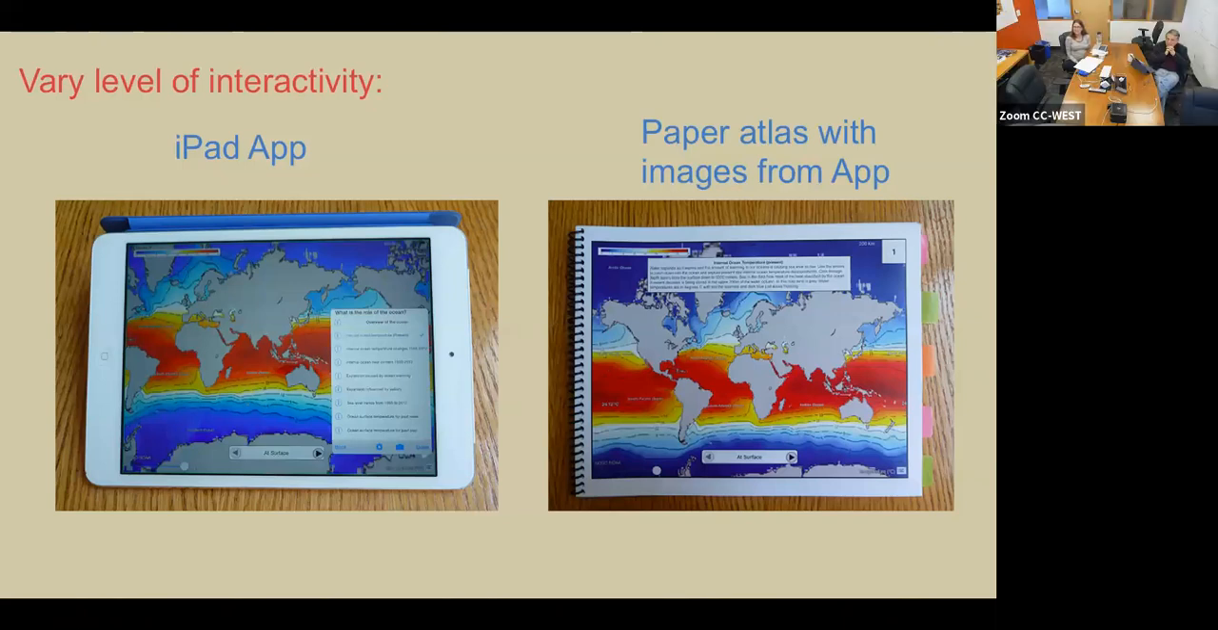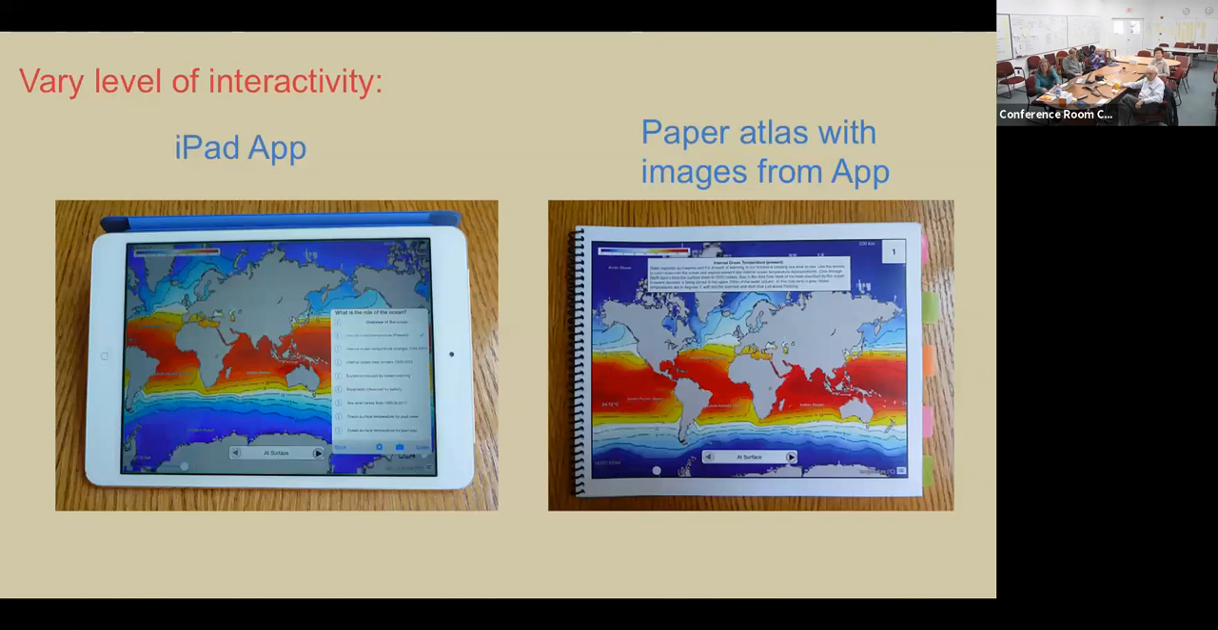Thanks. Okay, thanks. Anyway, so we had these two different versions, the iPad version and the paper version. The paper version, we tried to simulate some of the kinds of interactivity by, in subsequent pages, showing either a zoomed-in map or a map that came from a different time or a different water depth. So we compared those two conditions.